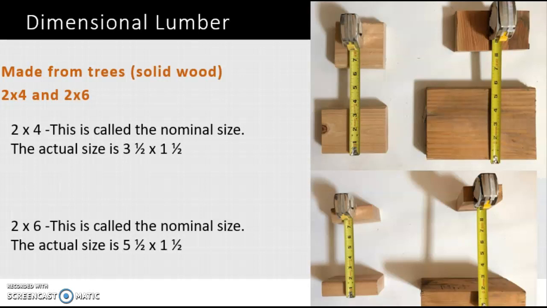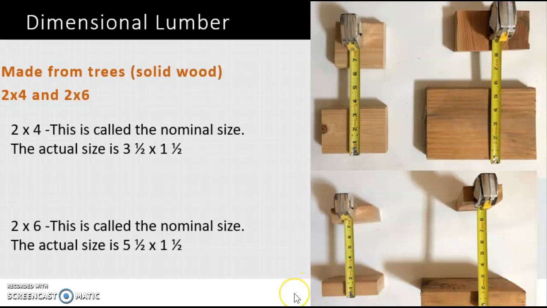So let's start with our 2x4s. Our 2x4s are called 2x4s because that is referred to as the nominal size. It's not the actual size. If you actually put a tape measure like I have over here on an actual 2x4, it actually measures 3.5 inches by 1.5 inch when you stand it up on edge. 2x6 is of the similar fashion. They have a nominal size and they have the actual size. So the nominal size is going to be 2x6, but the actual size will be 5.5 by 1.5.